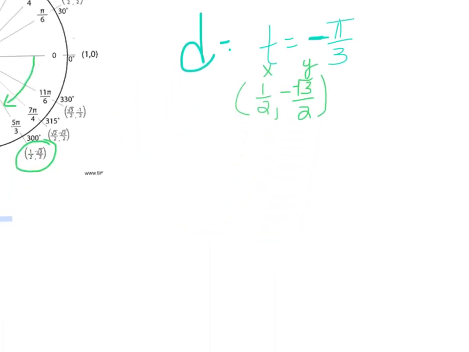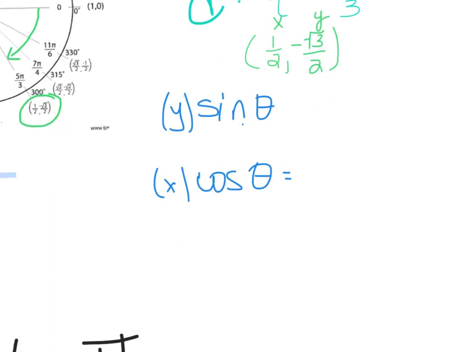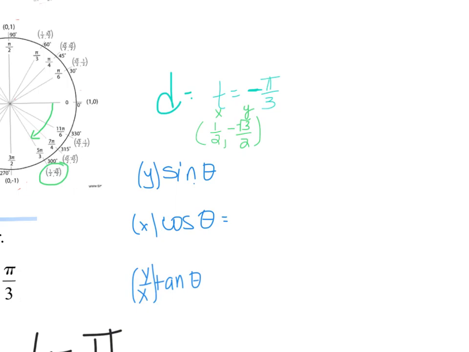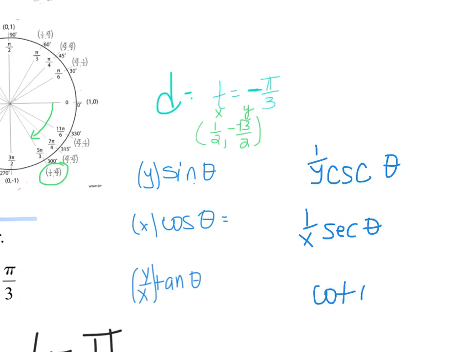And now we just go through and we evaluate our 6 trig functions. I have sine of theta, which is my y value. I have cosine of theta, which is my x value. And I have my tangent of theta, which is y over x. So then over here, I'm going to have my cosecant of theta, which is 1 over y. I have my secant of theta, which is 1 over x, our reciprocal functions, and then I have my cotangent of theta, which is x over y.